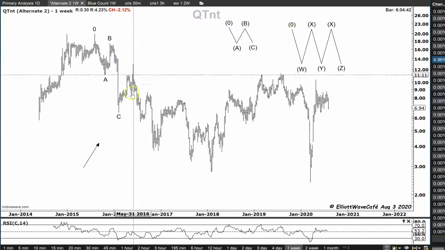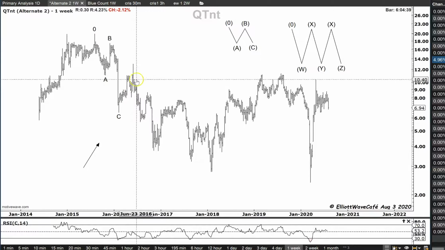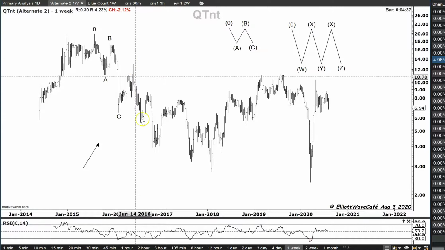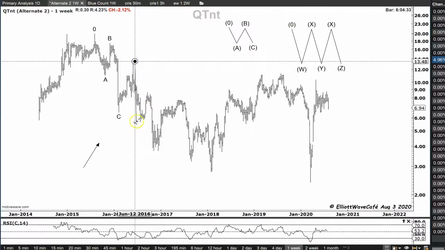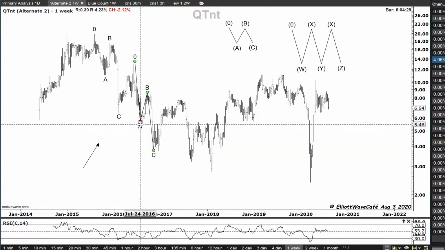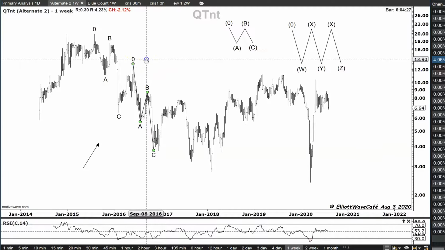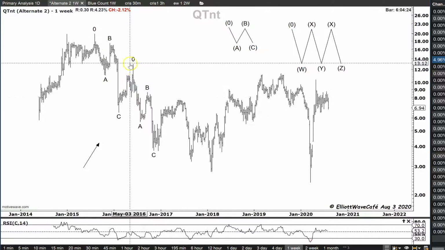ABC. Now we're going up here again in 3 waves. So that's probably another ABC, but let's forget about that and let's look at the next leg down. Okay, this is another ABC down right here. A, B, C. Okay, so I'm going to take this A wave, put it up there, the 0 down into this leg. So I can see already ABC, ABC.